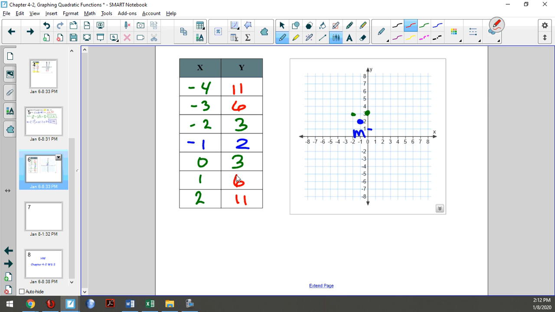Do we see that? And I'm going to plot those ordered pairs. -3, 6, +1, 6. 2, 11, that puts me off my graph. -4, 11, but it's just barely off my graph. Would you agree? And I'm going to simply connect the dots. Do we see that? Yes or no? This is how you're going to do problems 1 through 6 on tonight's homework.